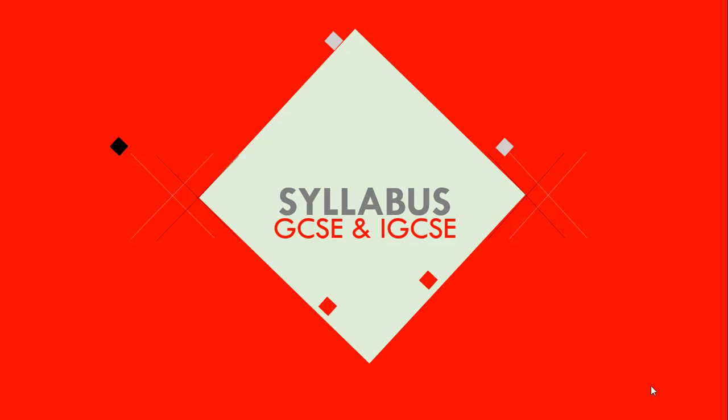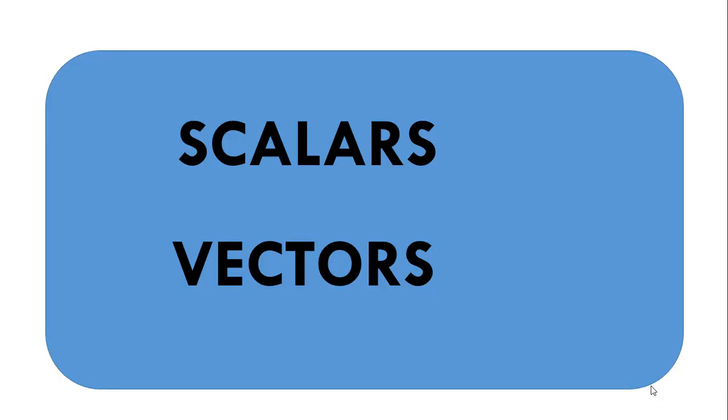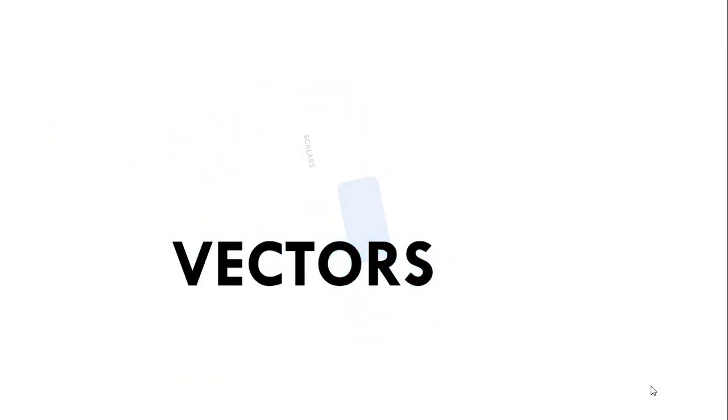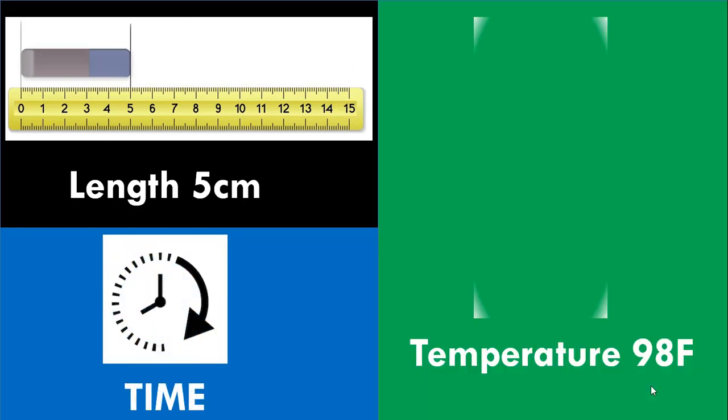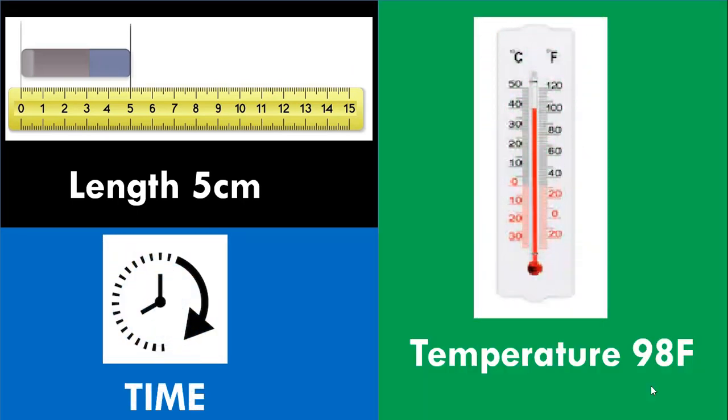All quantities that can be measured are called physical quantities, and physical quantities are categorized into scalar quantities and vector quantities. Quantities like length, time, temperature, they need only the number to represent. For example, for the length, we have 5 centimeters. 5 is the number, which is the magnitude of it, and centimeter is the unit. No other information is required.